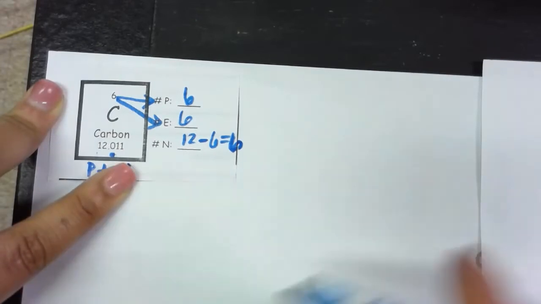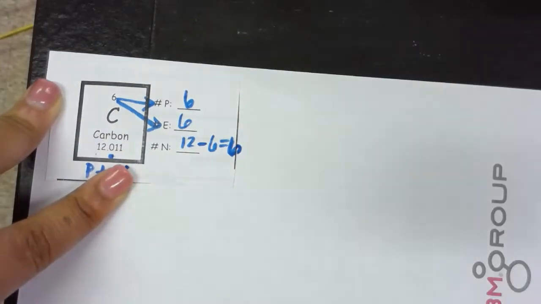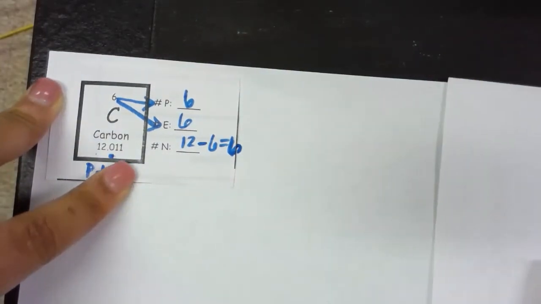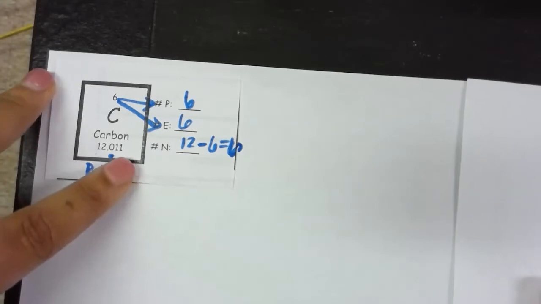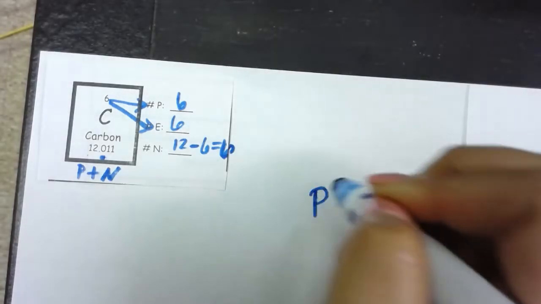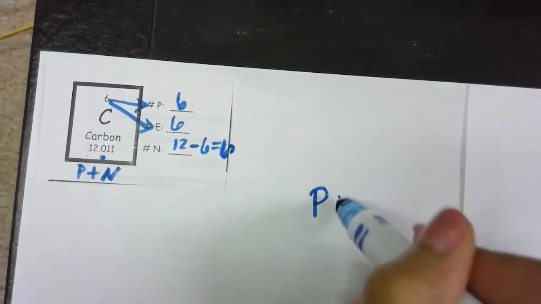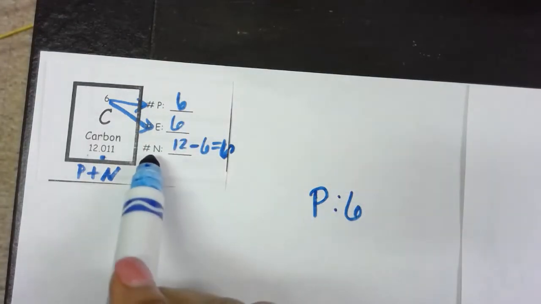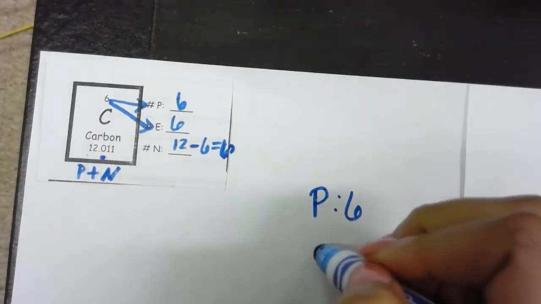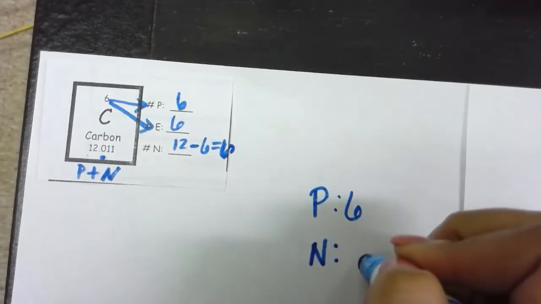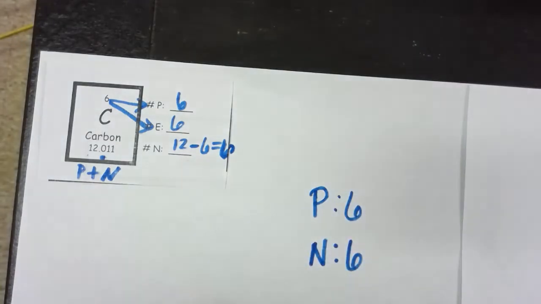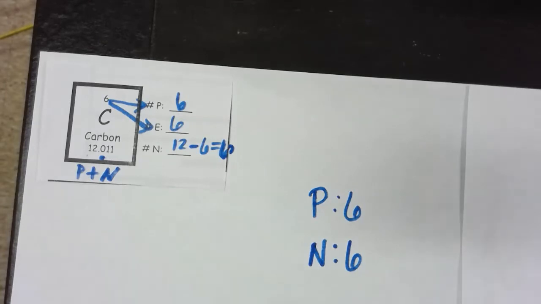Now I'm ready to build my Bohr model. With this information, I may now build a nucleus. The nucleus is the center of the atom. It has the protons, which here we have 6, and it also has the neutrons, which has 6 also. Now that I have that bit of information, I'm ready to draw my electron shells.